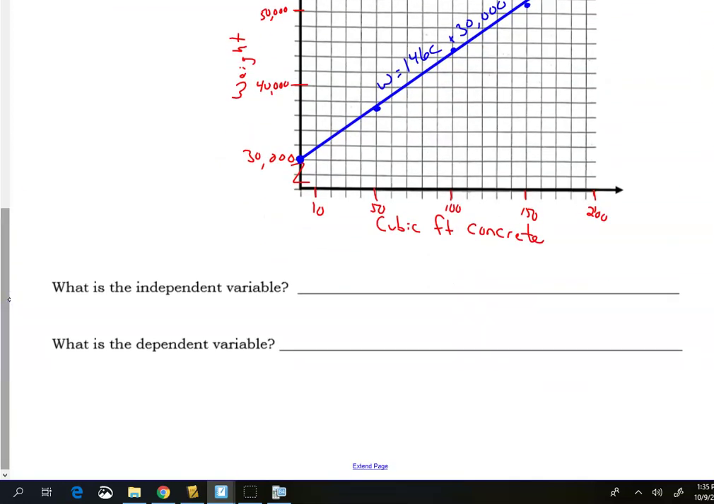Now, to figure out what the independent and dependent variable is, the dependent variable is usually on your y-axis. That's the one that depends on the other. So the weight of the truck depends on how many cubic feet of concrete there are in the truck. That means that the independent variable is the concrete, or the cubic feet of concrete. So concrete in cubic feet is going to be my independent variable because the weight of the truck depends on how much concrete there is.